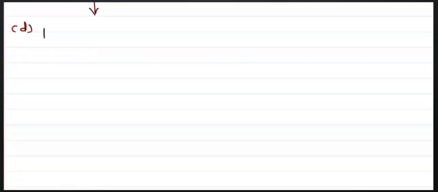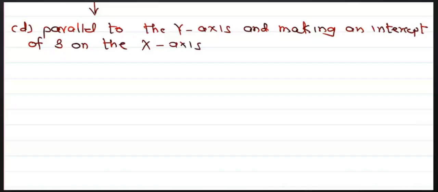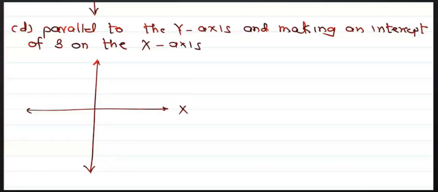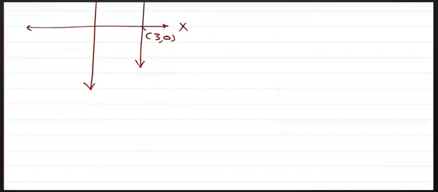Okay. Next, the line is parallel to the y-axis and making an intercept of 3 on the x-axis. Parallel to the y-axis, therefore the equation of the line is x is equal to 3. This is the required line which is parallel to the y-axis with intercept 3. x is equal to 3.